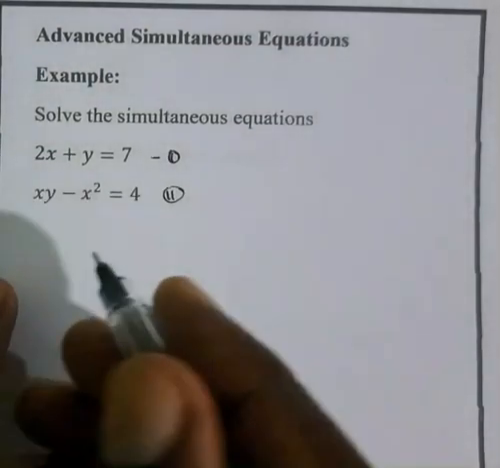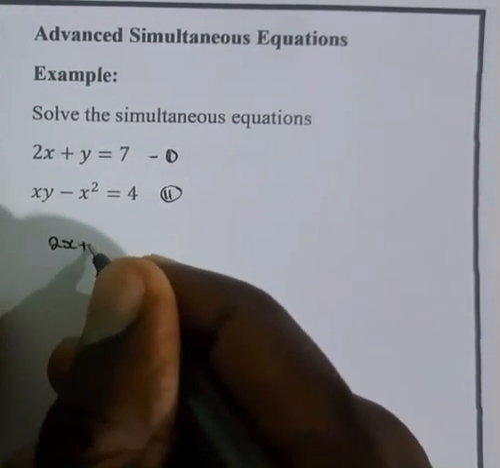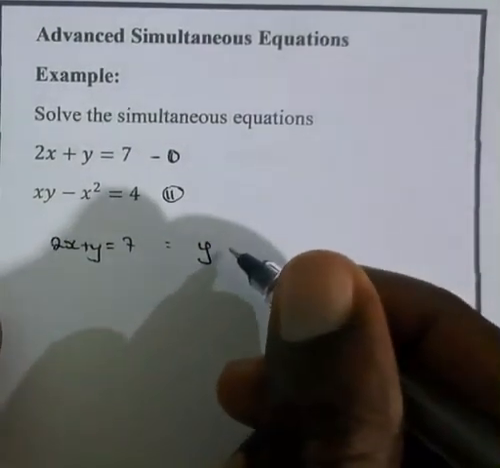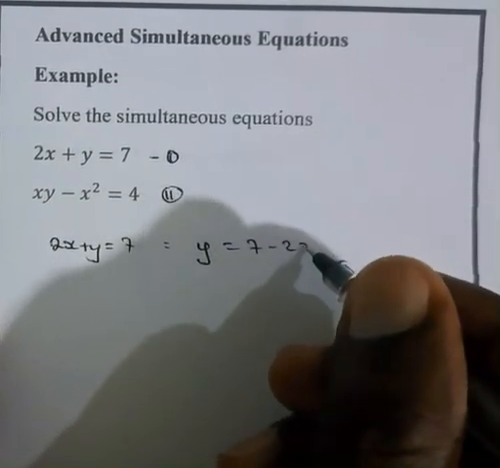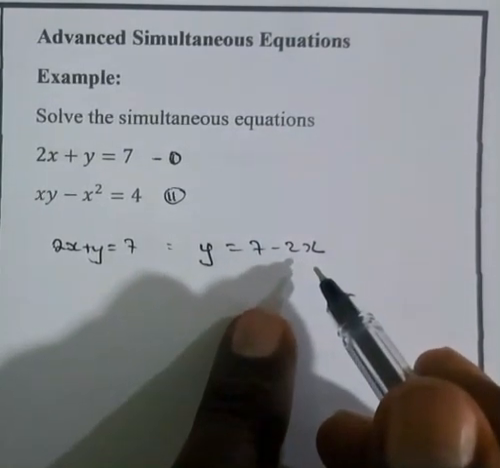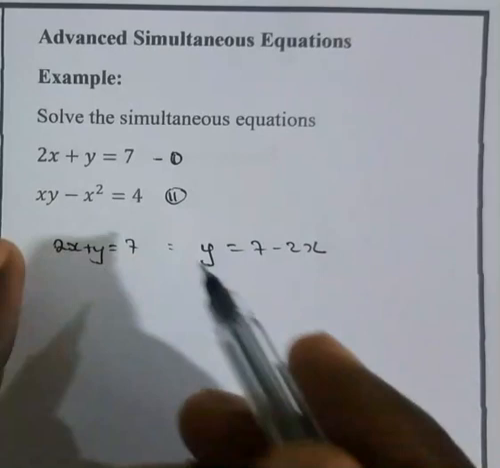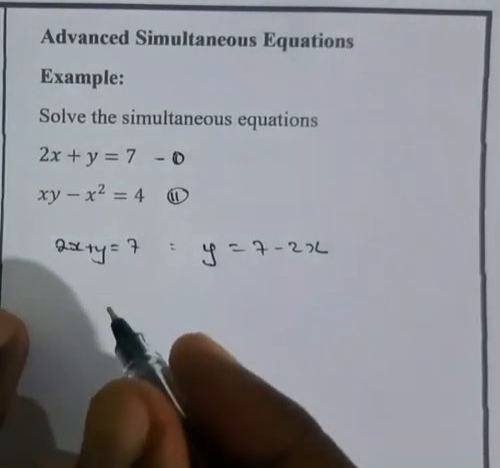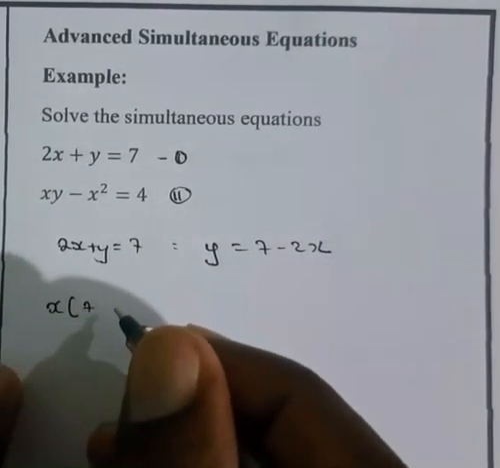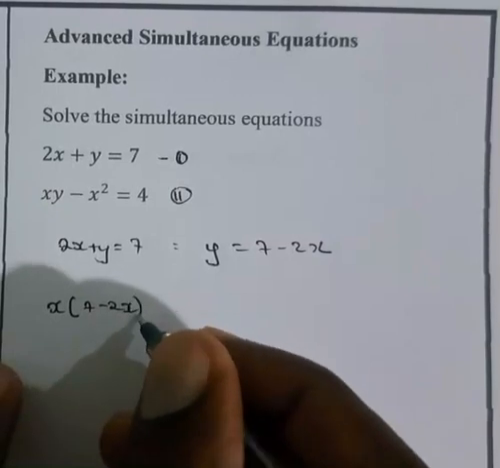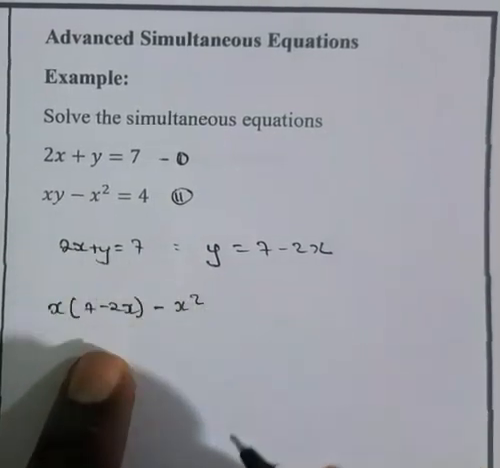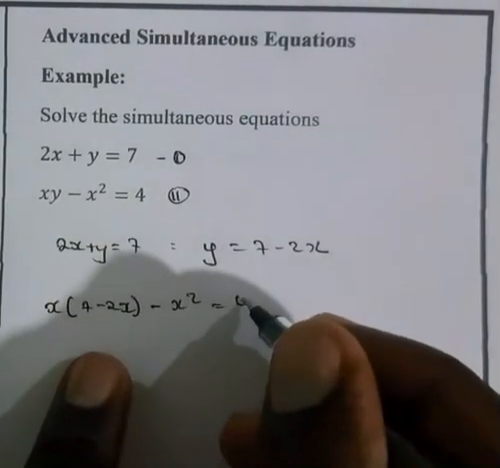So let us use equation 1 to make y the subject of the formula. From here we can see that y will be equal to 7 minus 2x, right? So we can use this same 7 minus 2x and plug it in here. Instead of writing xy, we're going to say x in brackets y. We said y is 7 minus 2x, minus x squared is equal to 4, like that.